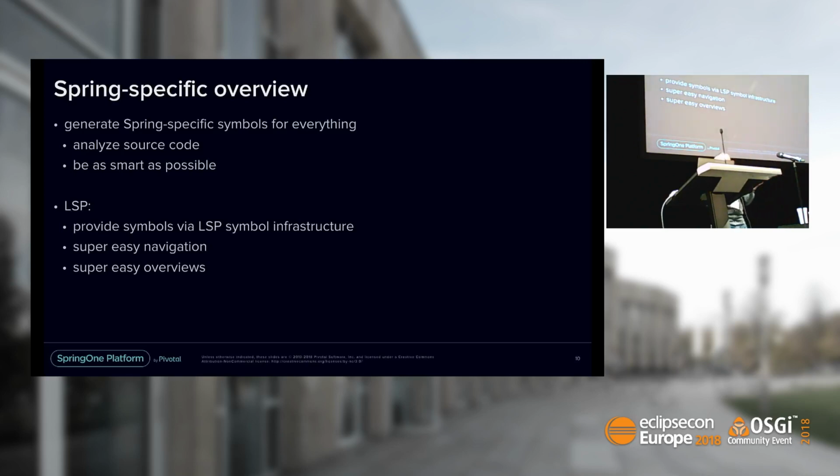And the language server protocol provides this nice infrastructure for symbols. It's usually designed to extract symbols like class names and field names and things like that out of your source code and give you an overview of the outline, for example, a list of symbols, or all the class names in your project, kind of the symbols in your workspace. But we thought maybe it's good to do the same for Spring. So extract Spring-specific symbols out of the source code and provide them as an overview using this infrastructure. So this allows you super easy navigation and super easy overviews.